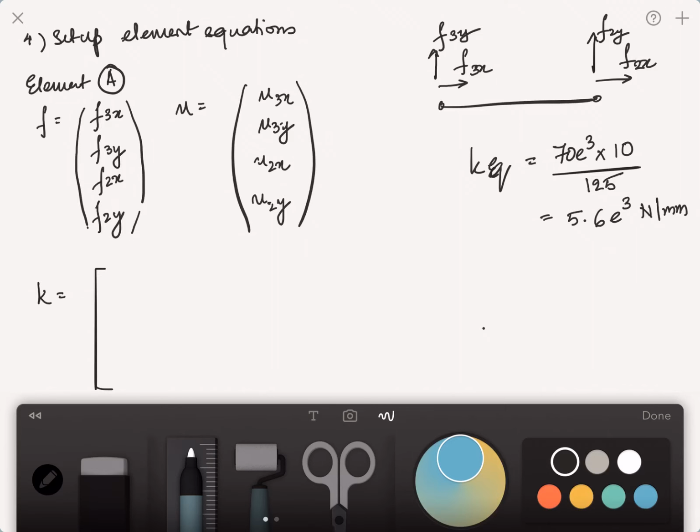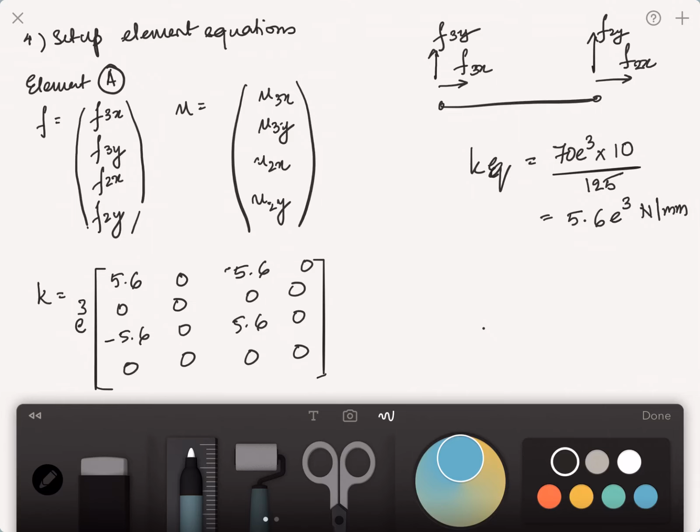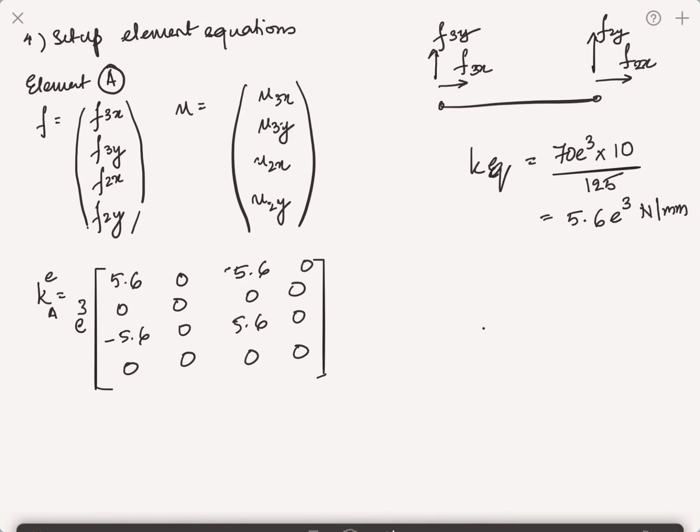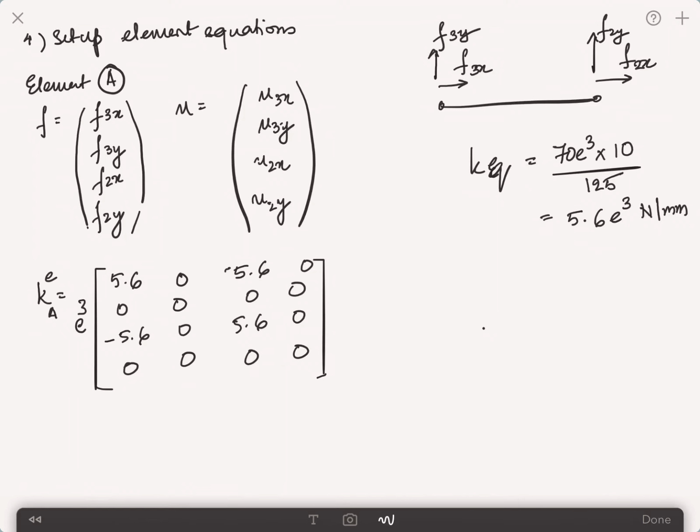So we will use this value, so you will have 5.6. I'm going to put the e to the power 3 outside, or you can actually put all of it outside. Then you have minus 5.60. Well, you know exactly how this works by now, but I'm just working it out for completeness, and there's enough time so you can work alongside of me. So that's the stiffness matrix, the element stiffness matrix for A. So I should write here KAE. Yeah, that makes it much more clear.